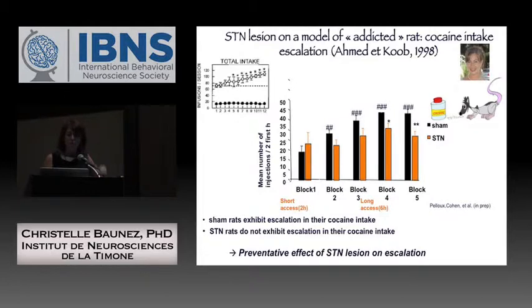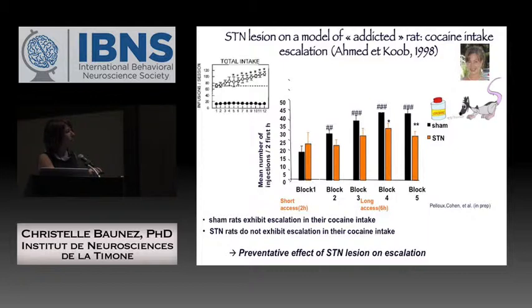We decided to use a model developed by Serge Ahmed and George Koob in '98, the escalation of cocaine intake, that allows us to assess the loss of control over the drug intake. So to explain briefly the model, if you leave rats for 1 hour or 2 hours every day in the self-administration chamber, they will always take a constant amount of drug over days. So it's really stable, as you can see here in black.